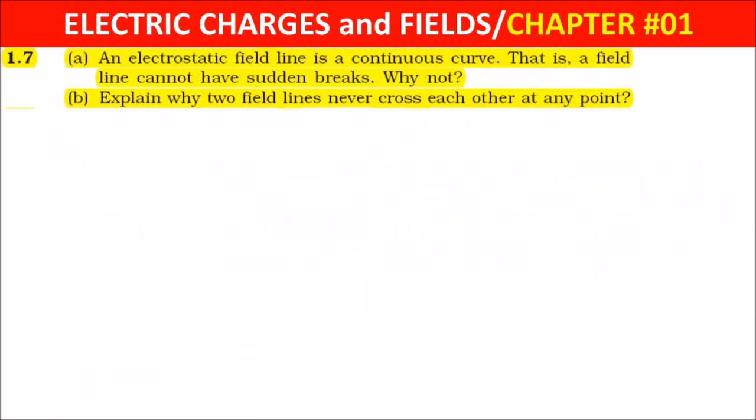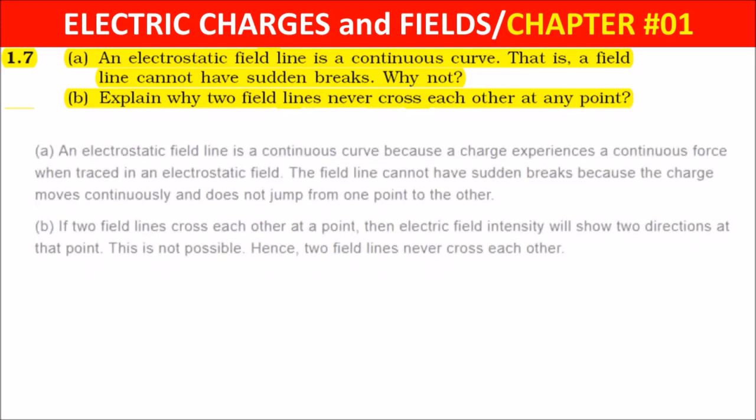Next question, 7th number. An electrostatic field line is a continuous curve, that is, a field line cannot have a sudden break. Why? And explain why two field lines never cross each other at any point.